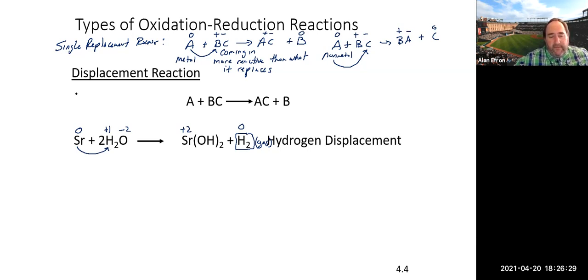What is happening in terms of oxidation and reduction? Strontium is going from 0 to +2, so it's going through oxidation, which means it is our reducing agent in this case. And it's the hydrogen going from +1 to 0 that is going through reduction, which means that the hydrogen over here, or the water in this case, would be our oxidizing agent. Any questions on that?